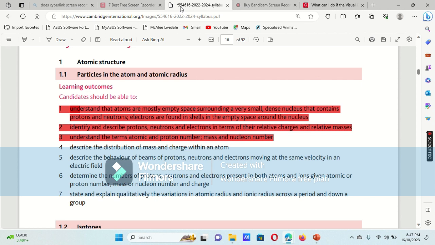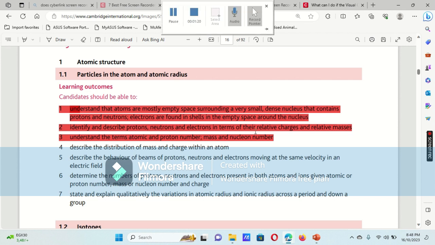So before we dive into the topic, let me just show you the syllabus. According to the syllabus, we have already covered the first 3 points, where we discussed the structure of the atom, the subatomic particles present in an atom, the protons, neutrons and electrons. We also discussed the atomic number, or you can say the proton number, and the mass number or the nucleon number. In today's video, we will be discussing the fourth and fifth points, where we'll discuss the distribution of mass and charge inside an atom, and also the behavior of the subatomic particles moving at a constant velocity in an electric field. So without wasting our precious time, let's just dive into the topic.